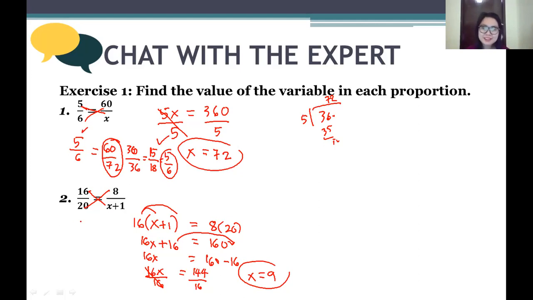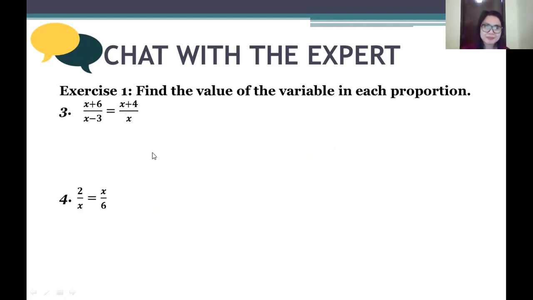The same with number 2. 16 over 20 equals 8 over 9 plus 1, 10. Reduce 16 over 20. It is 8 over 10, right? So they are just the same. Any questions? Let's go to the next one. Ready?